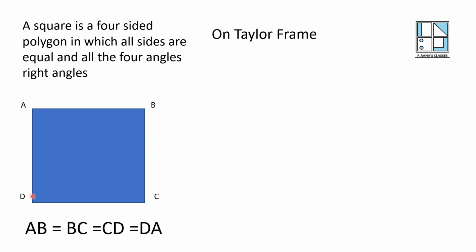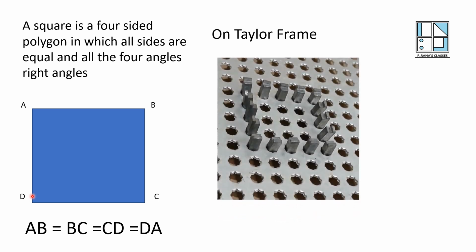On Taylor frame, look, there are equal number of pegs. 1, 2, 3, 4, 5. This represents the first side. 1, 2, 3, 4, 5. This represents the second side. 1, 2, 3, 4, 5, third side, and similarly fourth side. And as you know, the holes for the pegs are in horizontal and vertical lines, meaning perpendicular to each other.